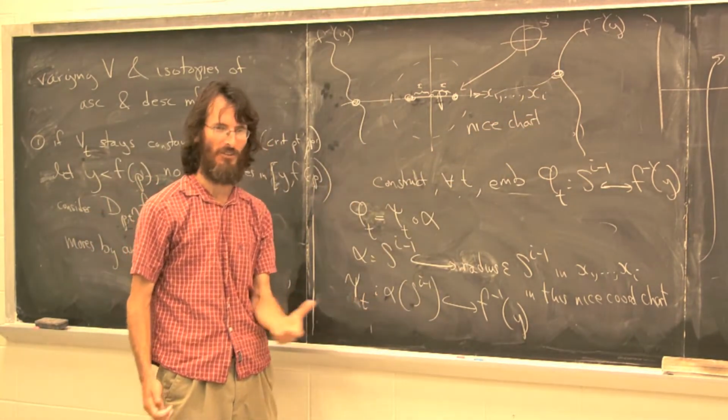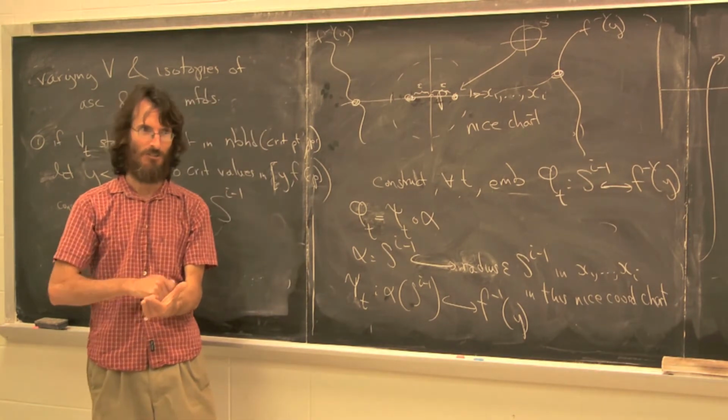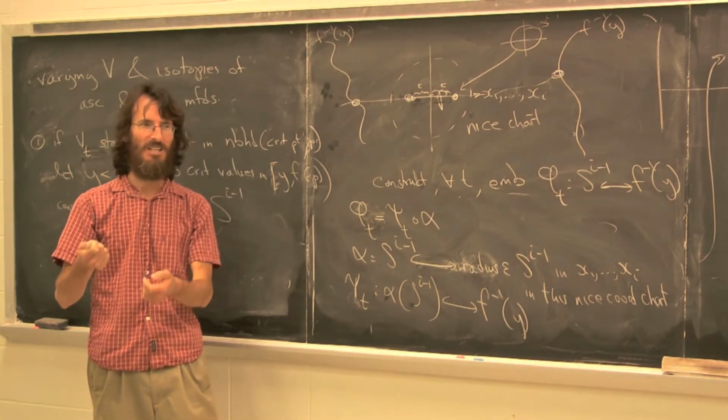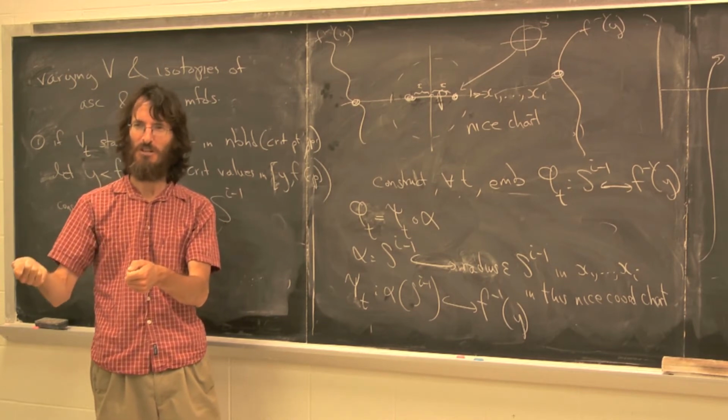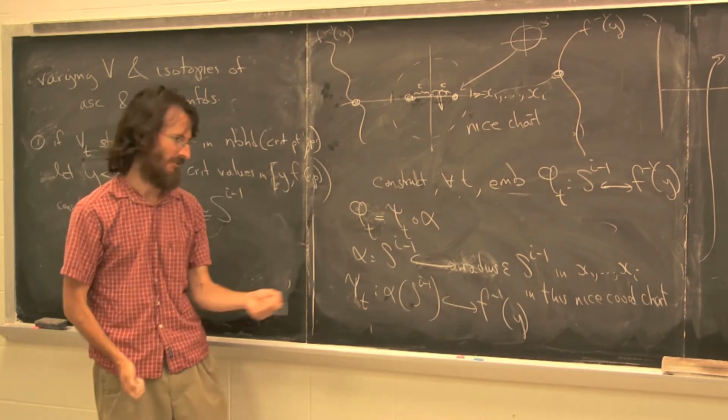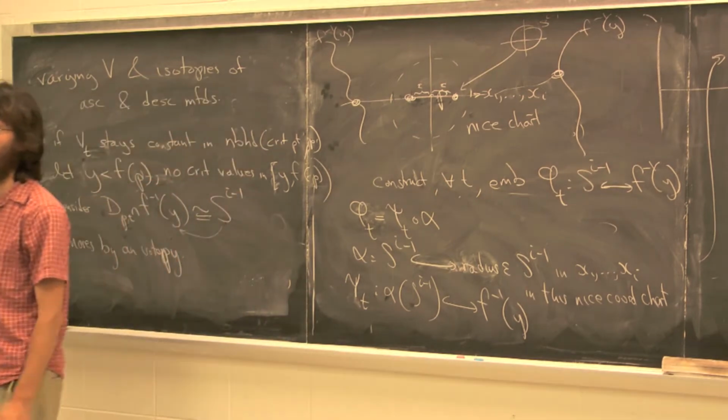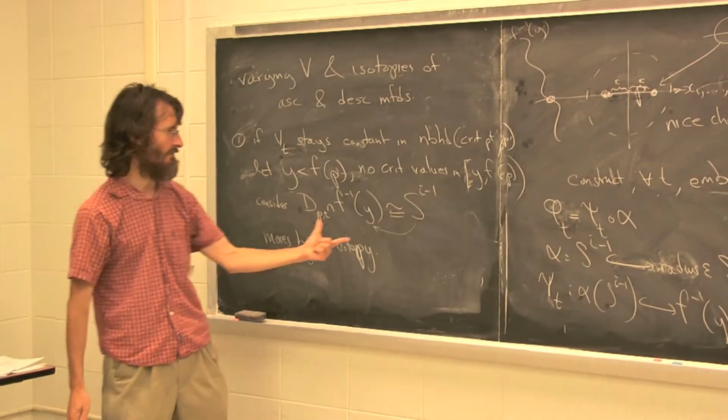And then everything depends smoothly. One of the theorems about solutions to ordinary differential equations is that if you vary the parameters in your ordinary differential equation, the solution varies smoothly. That's what you're going to use. So that's why this moves by an isotopy.